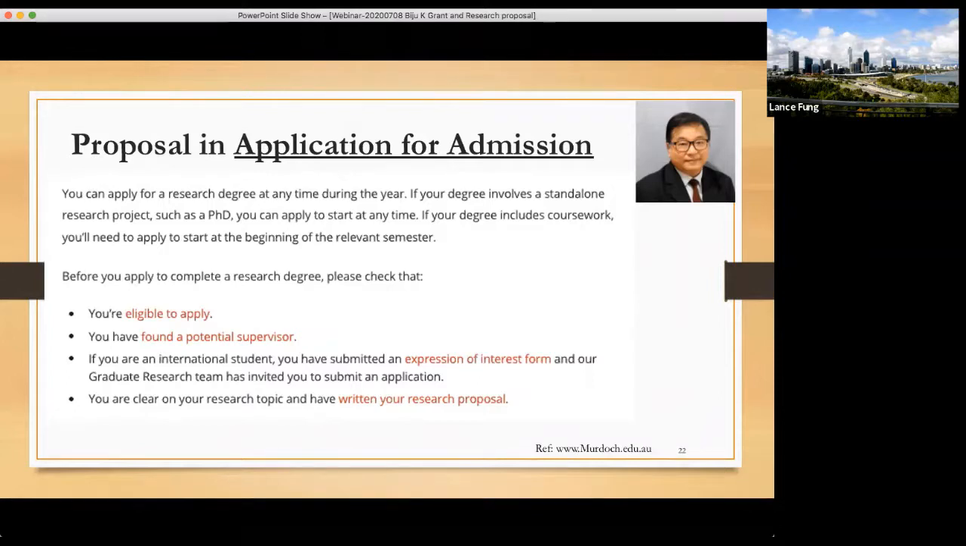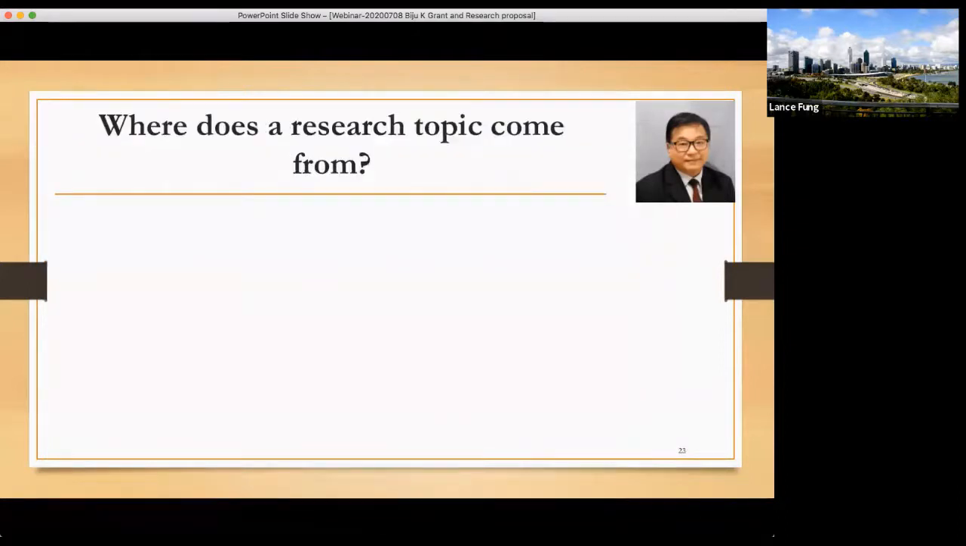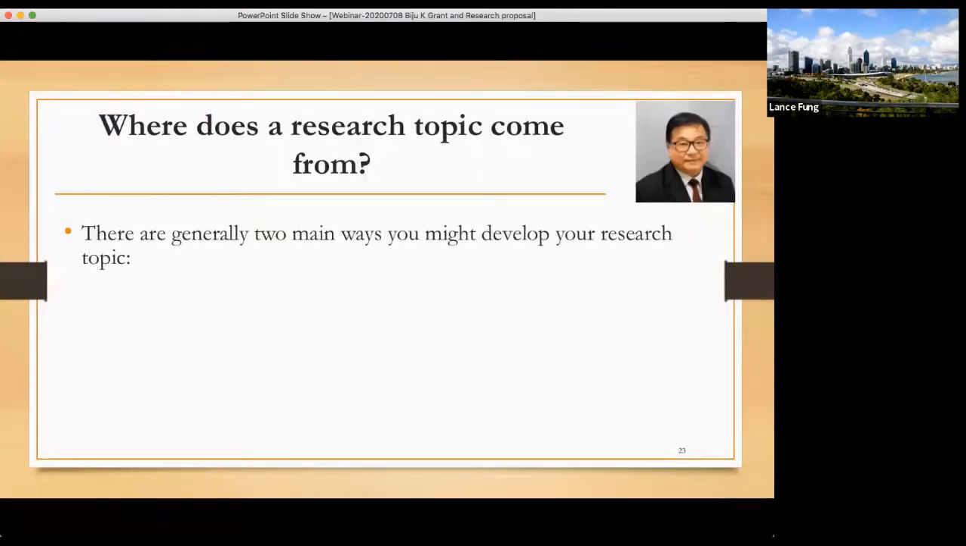And you need to be very clear to talk about your research proposal. This is the one I'm talking about. So when you're looking for your admission, this will be your very first research proposal you need to start on. So the first question is, how do I know the topic? Okay, so generally there are 2 approaches we can consider.